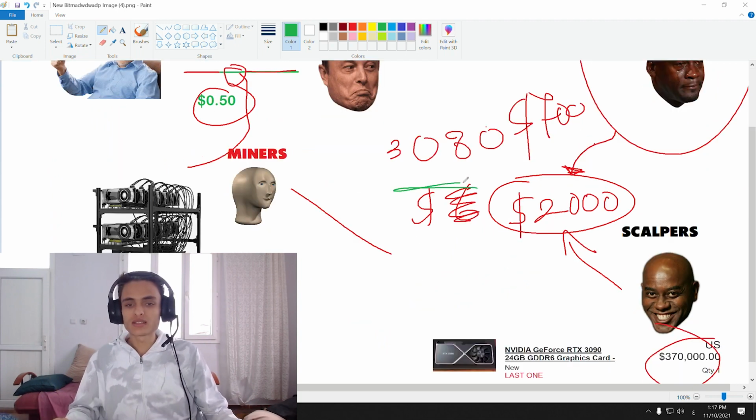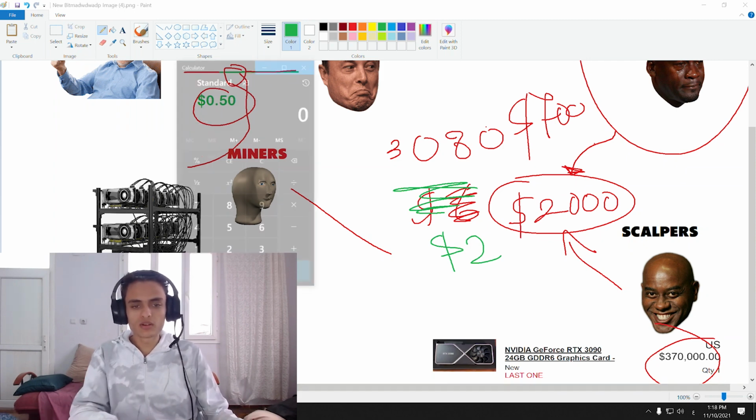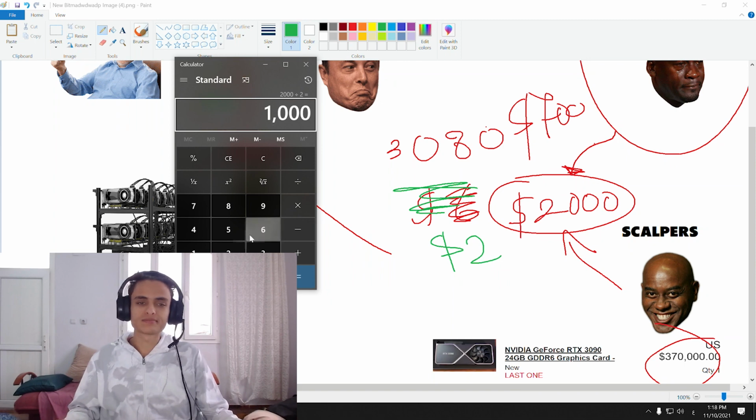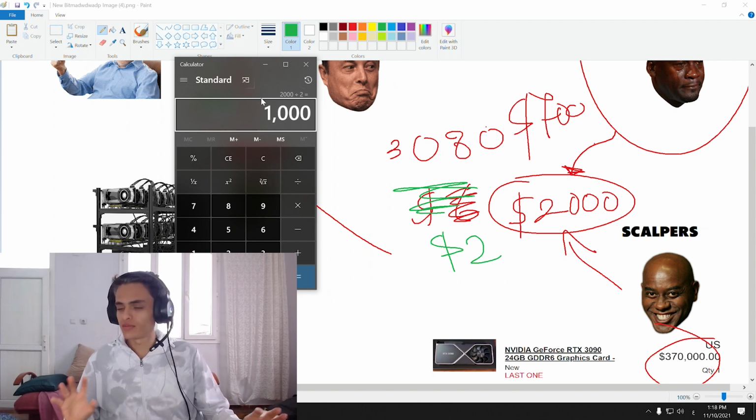This is why. So let's say now the profit is no longer $6. Let's say it got like $2. And this may actually happen. The miner will go like this: okay, $2,000 divided by 2. Oh shit, I need 1,000 days to make the GPU pay off. So he will refuse to buy it for $2,000.